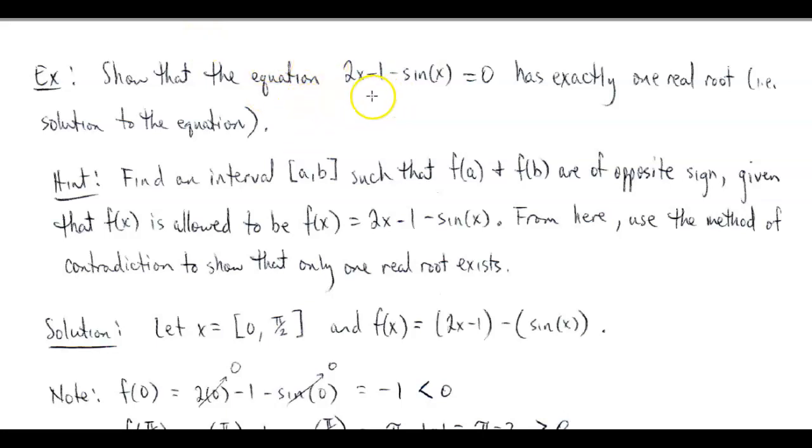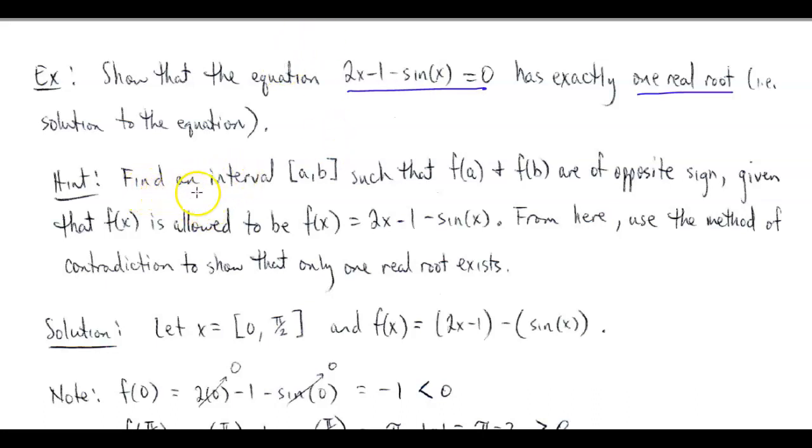Okay. So we want to show that this particular equation here has exactly one real root, meaning there is only one value of x I can plug in here and here that would make the left and right sides of this equation equal to each other. Or put another way, if we looked at 2x minus 1 minus sine x as a function, it's only going to have one x-intercept. So that's a way that we can look at it.